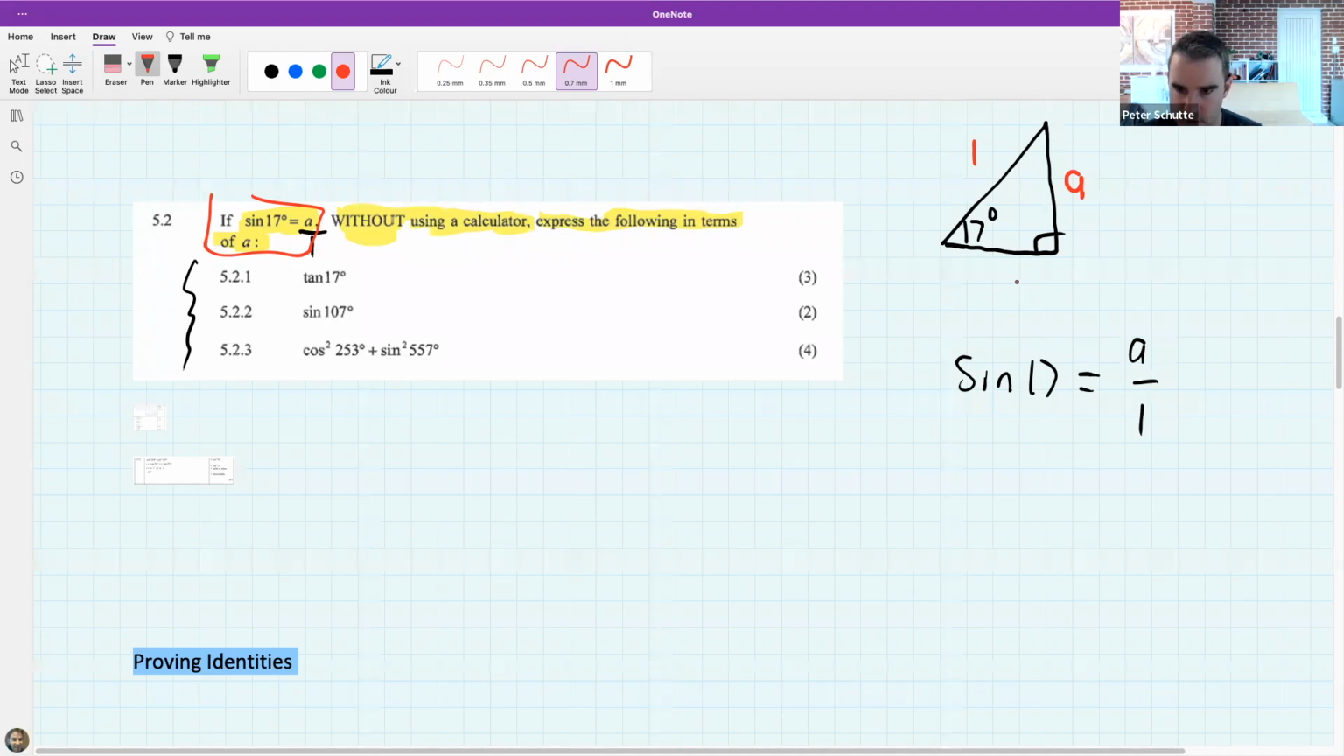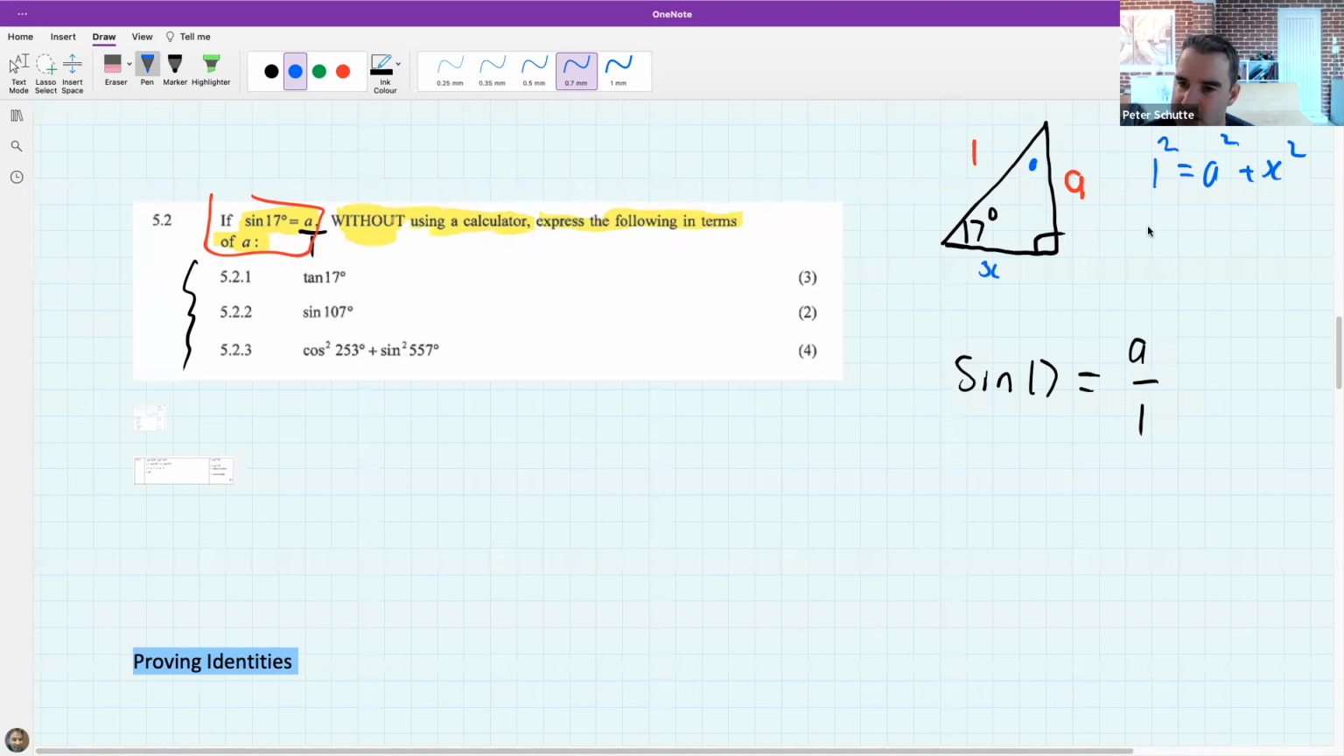Okay, so now what happens is we can actually fill out two bits of information. We can fill out what this angle is, and we can fill out what this side is using Pythagoras. And using Pythagoras, let's just call this side, it's going to be some unknown. I'll make it X, but let's write this in terms of A. So using Pythagoras, 1 squared equals A squared plus X squared.